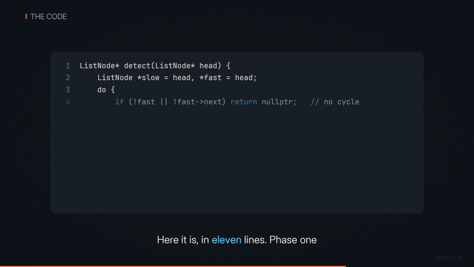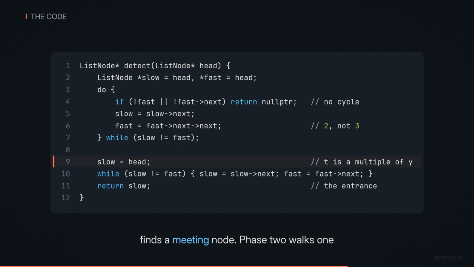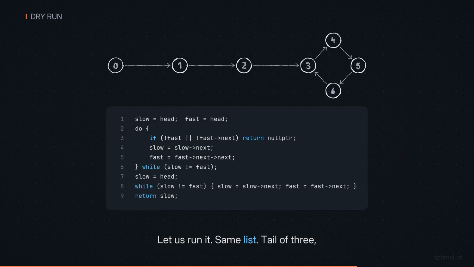Here it is in 11 lines. Phase 1 finds a meeting node. Phase 2 walks 1 pointer from the head and 1 from the meeting node. The line that matters is the reset, and now you know why it is legal. Let's run it. Same list. Tail of 3, cycle of 4.